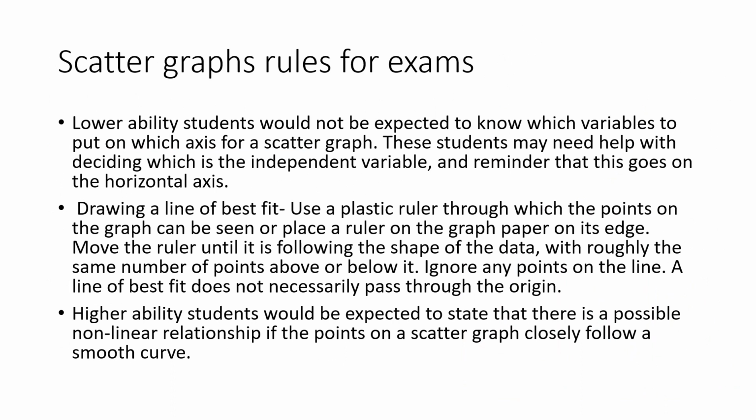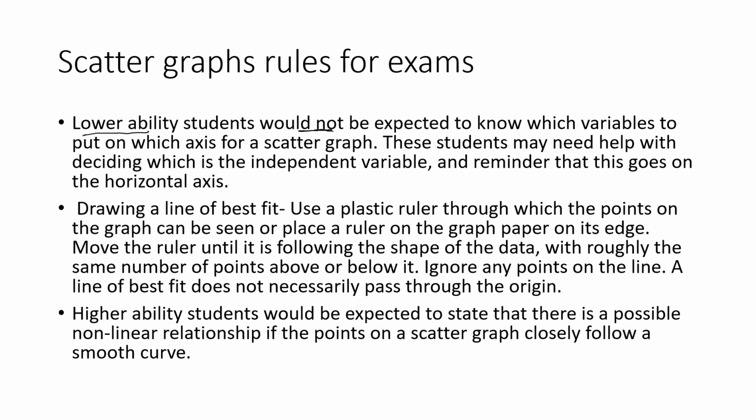Right, now what we're going to do is look at the rules for the exam. So I'll put scatter graph or line graph, what are the rules for the exam? If you are a lower ability student, that is looking at grades, the highest is 5 to 1, then you would not be expected to know the variables on the axes. What that means is they will give you a graph where they have already labeled the independent on the bottom and the dependent on the side for you. All you have to do is plot the data and do the line of best fit.